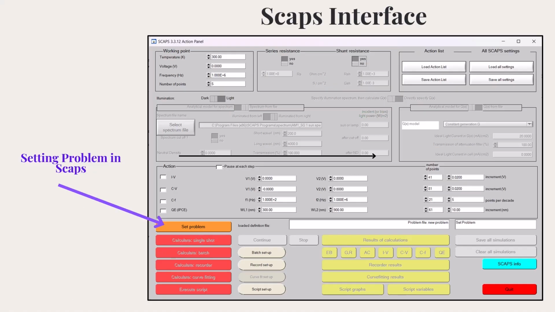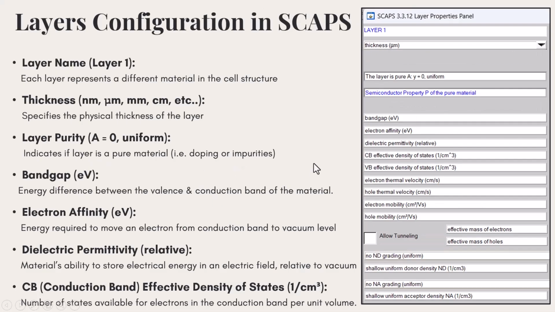Once you click on the Set Problem button, you are presented with a window where you have to also enter the names of the layers. So in configuring the layers in the software, firstly, you have to name the layer. If it is the electron transport layer or the perovskite layer, you have to give it a name.